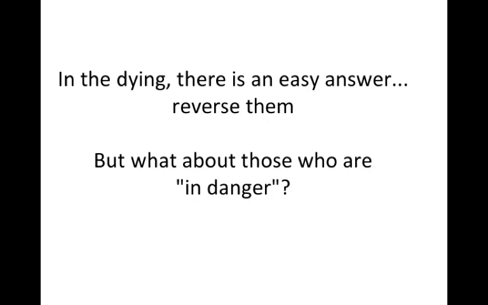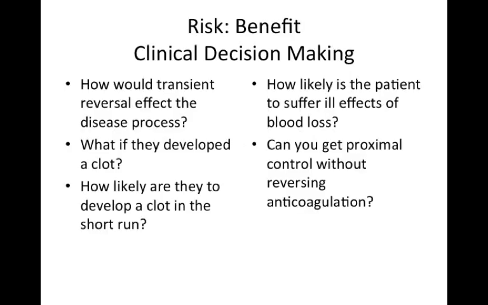In the dying, there's an easy answer when you find someone who's coagulopathic. Of course, you reverse them. But what about those people who are hemorrhaging and they're in danger? They're typically anticoagulated for a reason, so you're going to have to do a risk-benefit assessment for clinical decision-making before you reverse the patient, unless it's a dire emergency. You might want to think of these questions. How would transient reversal affect the disease process? What if they developed a clot? How likely are they to develop a clot in the short run? How likely is the patient to suffer ill effects from the blood loss if you don't? Can you get proximal control without reversing the anticoagulation? These are all important questions to consider in the patients who you're thinking about reversing.